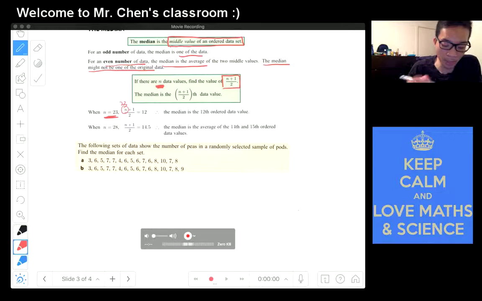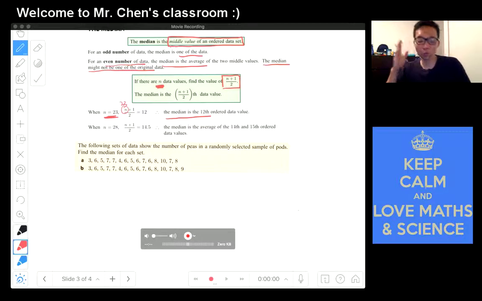So what it means is your median is the 12th ordered data value. You just need to count 1, 2, 3, 4 up to 12. Make sure the data is ordered from small to big to begin with. If not, you will get it wrong 100% of the time. So it will be the 12th, right in the middle.